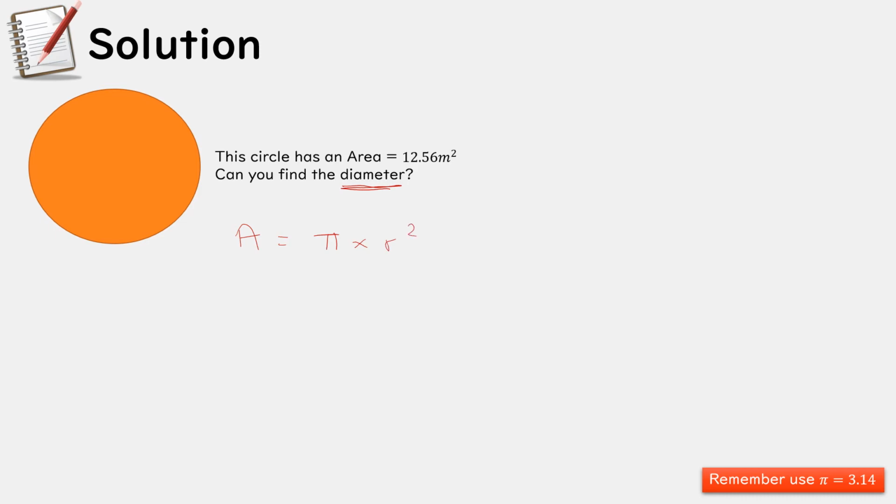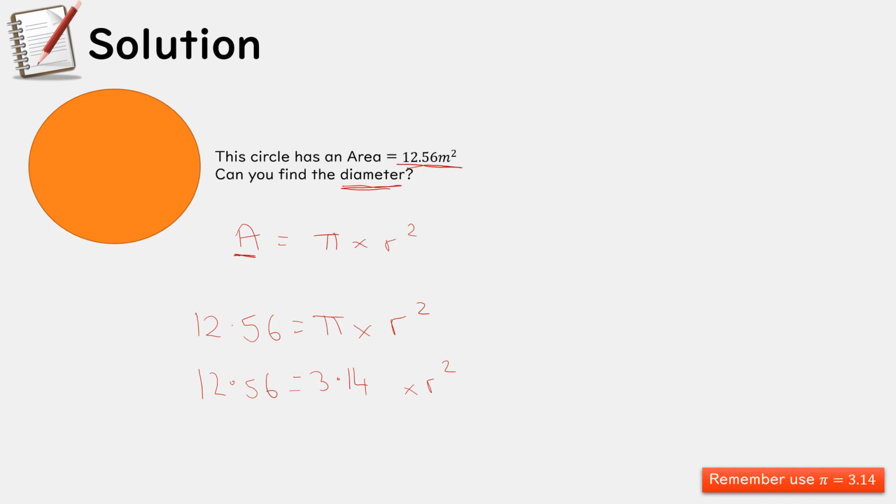Which bits of information am I given in the question? I'm given the area, okay? So instead of this A here, I'm going to write 12.56 and everything else stays the same. There we go. We know pi in this lesson, we're just going to stick to it being 3.14. We know it goes on forever and ever, but just to make it a little bit simpler for us, we're going to put 3.14, and that's got to be times by r squared to give us that 12.56.